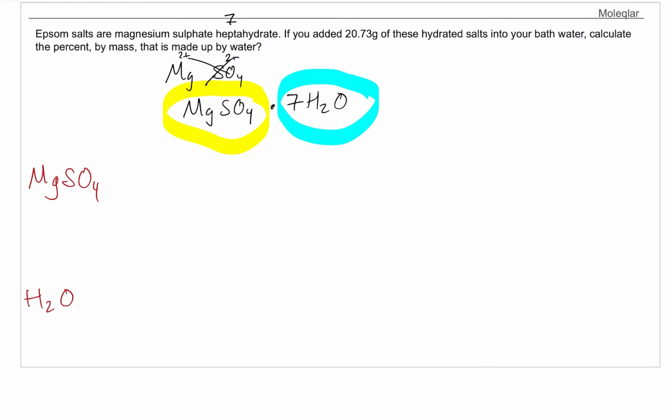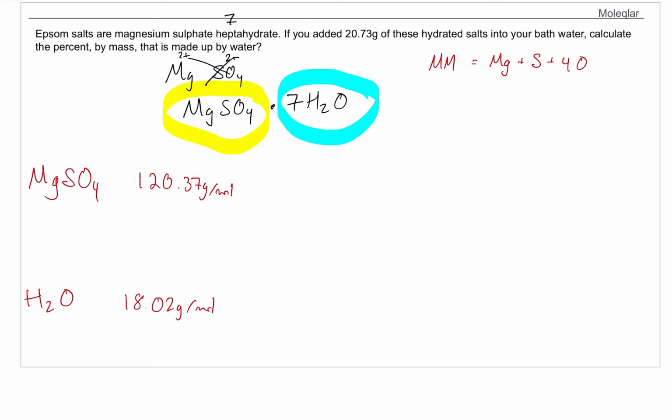The first thing that we need to do is figure out the molar mass of magnesium sulfate. So remember that the molar mass of a compound is essentially just, in this case, magnesium plus sulfur plus 4 times oxygen. And if we do that, our molar mass will be 120.37 grams per mole. Now, for water, we do the same thing, and we're going to get 18.02 grams per mole. Next step is that we multiply by how many we have of each.